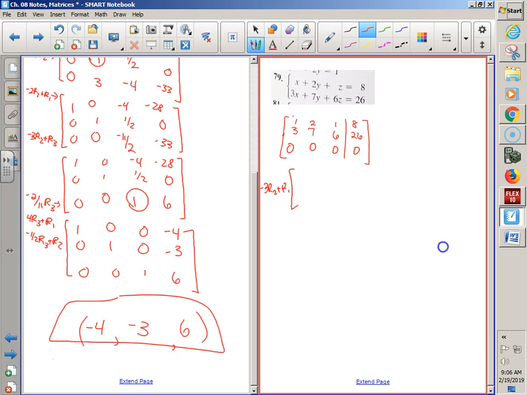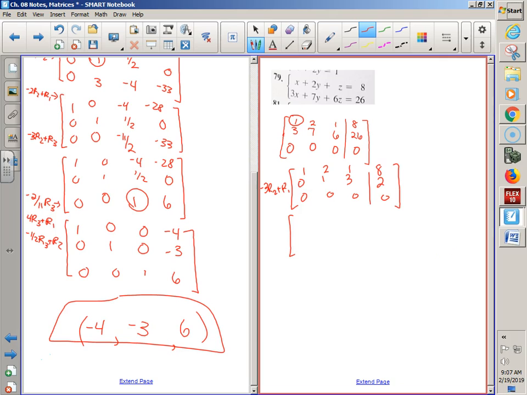I'm going to do what I normally do. Just that's going to be kind of tagging along the whole time because I can't really change him much, can I? So I'm keeping my 1, 2, 1, 8. Negative 3 times 1, negative 3 plus 3. Negative 6 plus 7. Negative 3 plus 6. Negative 24 plus 26.